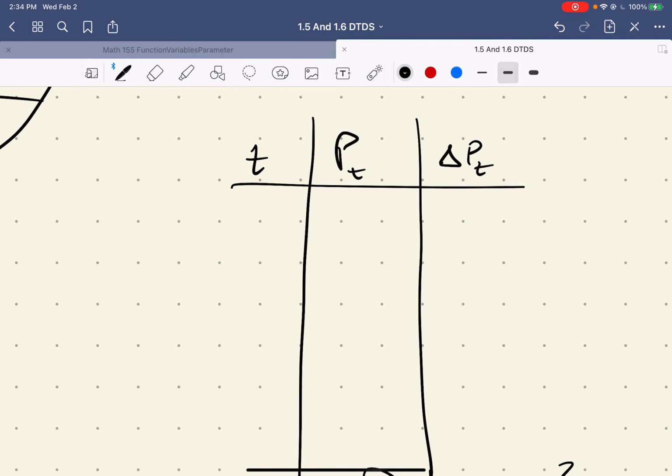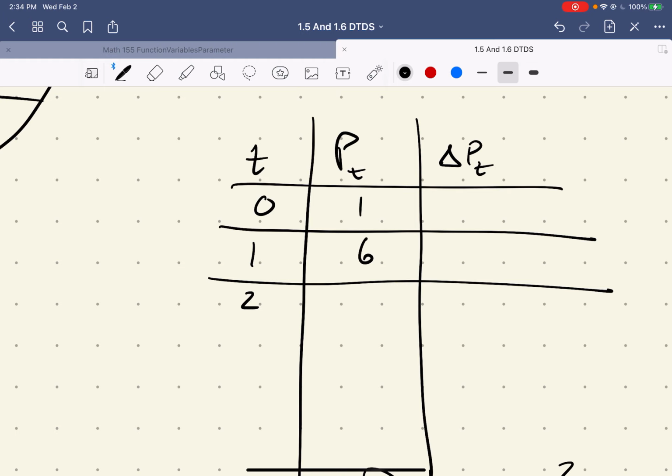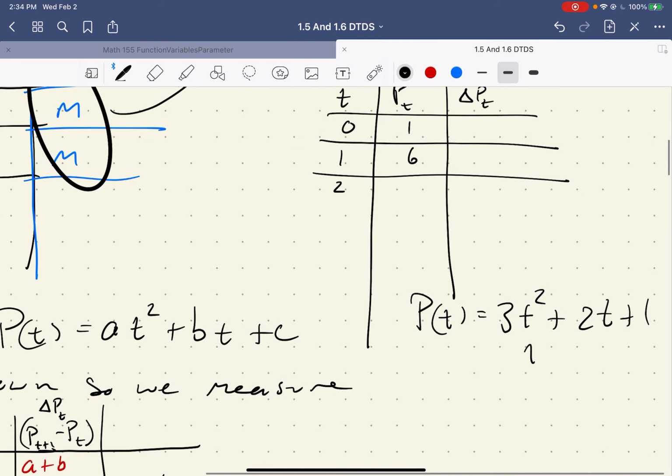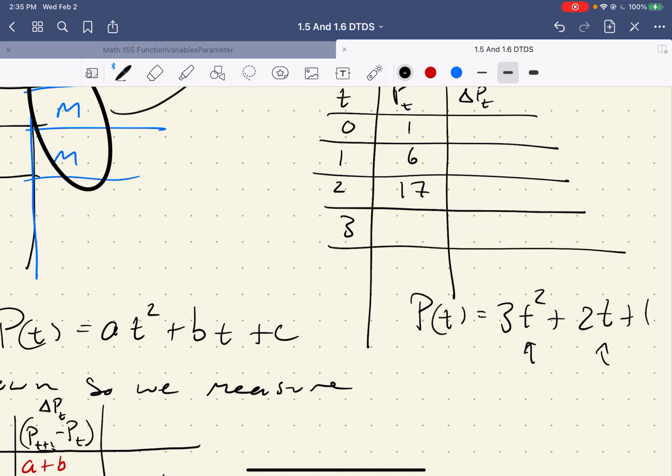So the first difference is going to go over here, triangle pt. And when I plug in 0, I get 1. When I plug in 1, I have 3 plus 2 plus 1, which is 6. When I plug in 2, oh, gross. Okay, fine. So when I plug in 2 into t, then I have 3 times 4 is 12, plus 2 times 2, so 12 plus 4 is 16, plus 1 is 17. When I plug in 3, I have 9 times 3 so 27, plus 6 makes it 33, plus 1 is 34. And that's probably good enough.